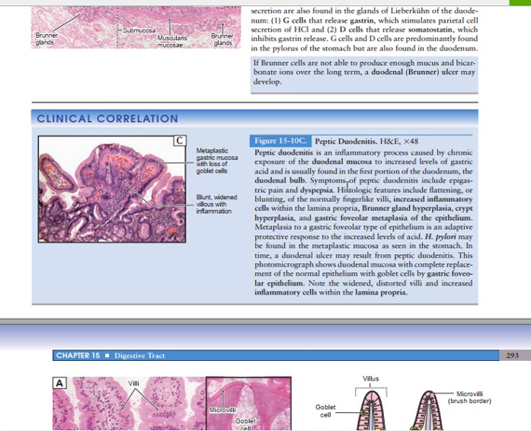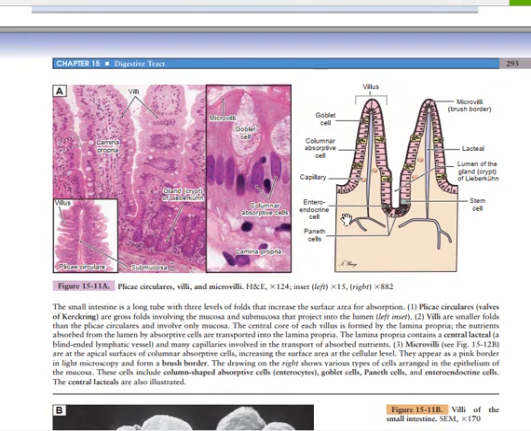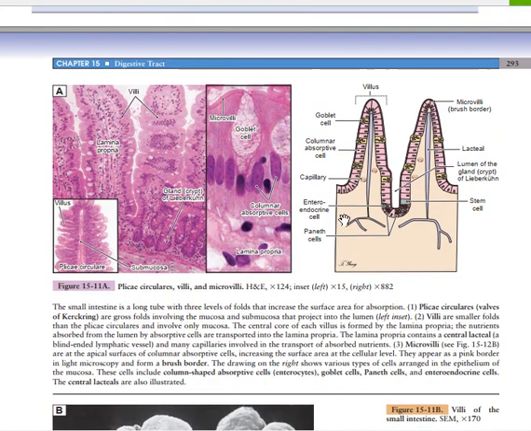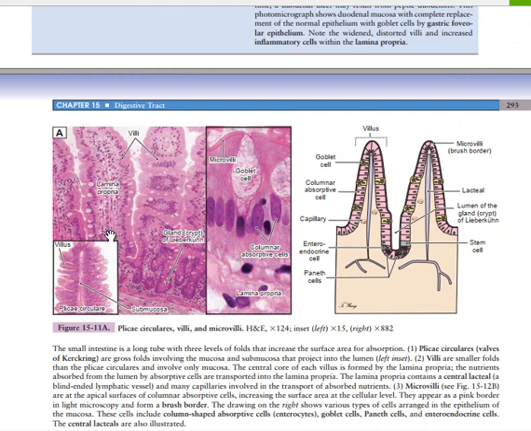The Brunner's gland hyperplasia is also going to occur in order to prevent excessive irritation from gastric juice by protecting the mucosal wall. That's the clinical correlation in peptic duodenitis. Now, this next image is going to be the plicae circularis and the microvilli. Now, you need to know that the villi and the microvilli are more located at the level of the jejunum and the ileum.